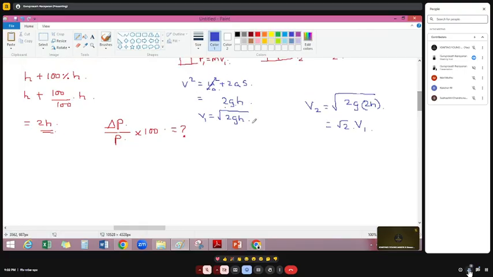Okay. So P1, momentum 1, is equal to M1 into V1. The mass is the same, and V1 is root of 2GH. P2 is equal to M into V2. P2 is nothing but root 2 into V1, or you can write it as root of 2GH. You can write it as V1 because this is also V1.